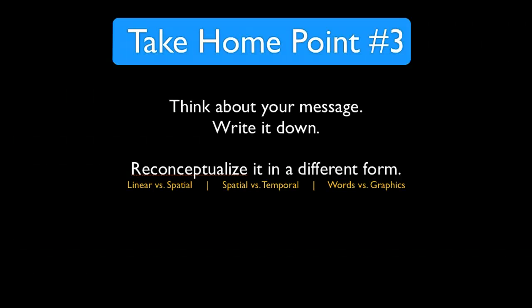So take home point number 3 is think about your message, write it down, and then try to reconceptualize it into different forms. So if you're a linear thinker, then try to think spatially. Think about how instead of bullet points in a row, you might actually use a chart to say the same thing. Or if you're a spatial thinker, like you already sprawl everything all over the page, then think about how that might look temporally.